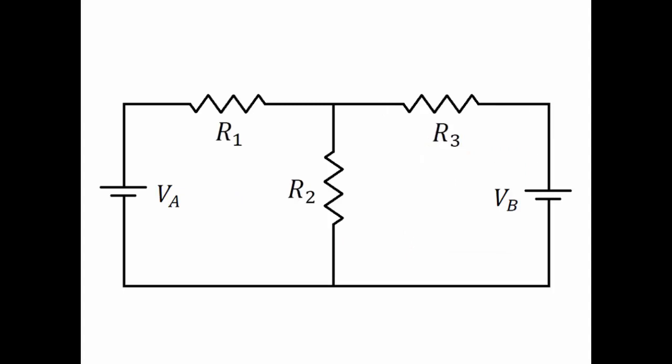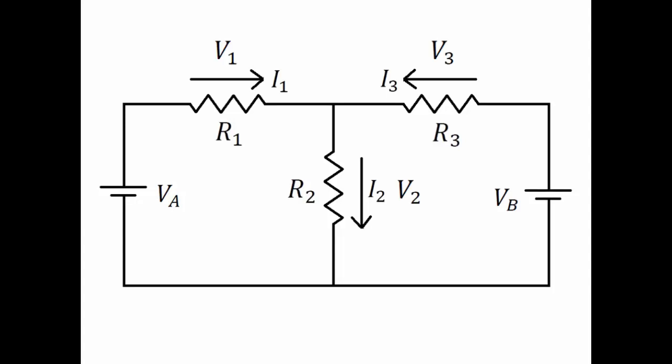So there's 2 voltage sources in here called VA and VB, and 3 resistors, R1, R2, R3, all of which those values are all known. Can you analyze this circuit? Can you find the currents through each of the 3 resistors, call them I1, I2, and I3, and the potential drops across each of the resistors, call them V1, V2, and V3?